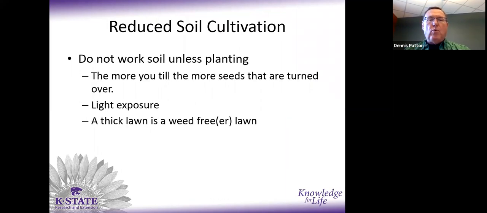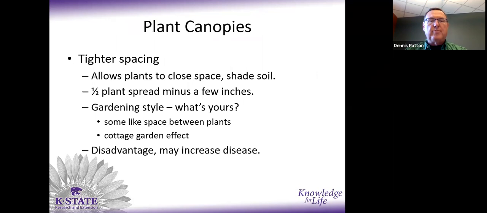So looking a little bit more at these methods to prevent weeds, let's start with reduced soil cultivation. As a rule of thumb, let's avoid working the soil unless we're planting in the soil or preparing it for planting. Like I said, the more you turn the soil, the more weed seeds. And when it comes back to a lawn, a thick lawn is a weed-free lawn too. So here again, hoeing, those type of things we're going to reduce.